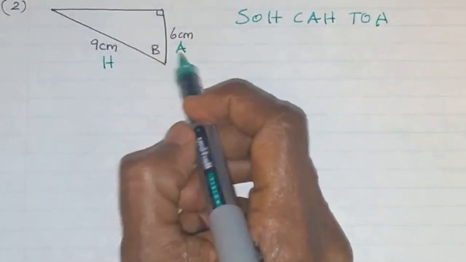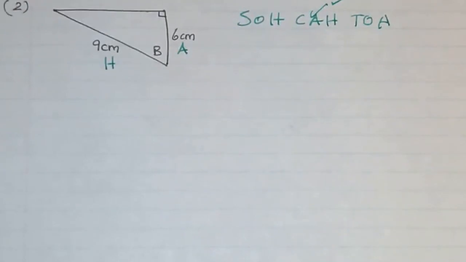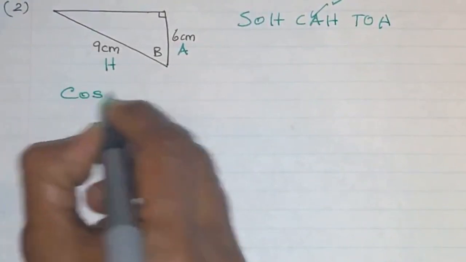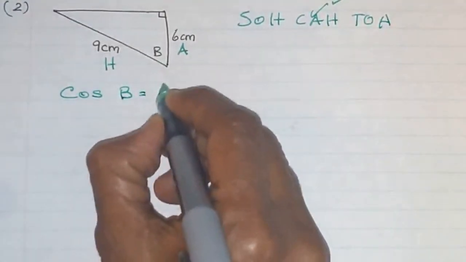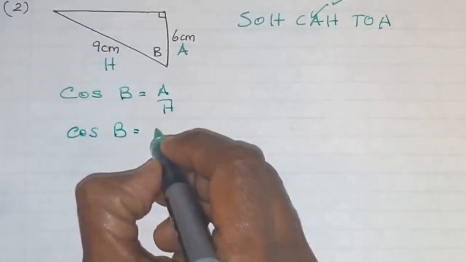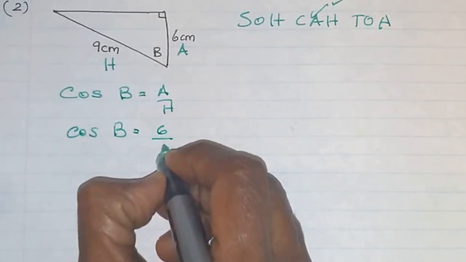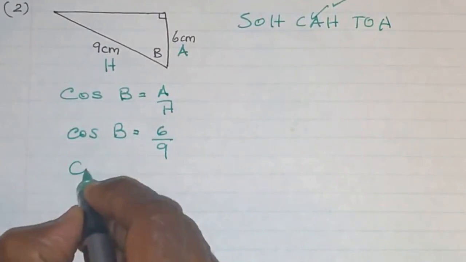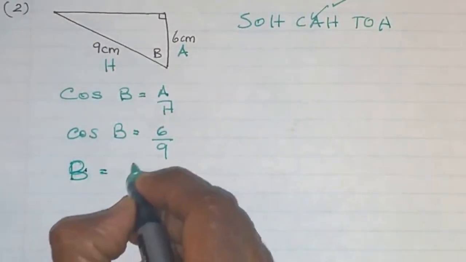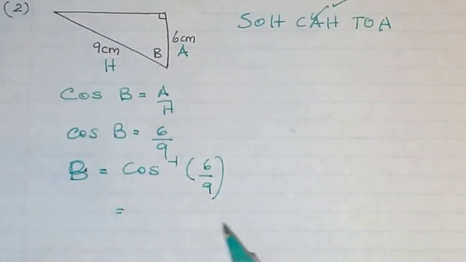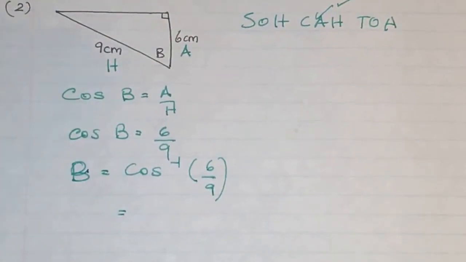The ones that are given to us are adjacent and hypotenuse, so we're going to have to use the cosine ratio again. So let's write cos B is equal to adjacent over hypotenuse. Cos B is what we have to find, angle B. Adjacent is 6 and hypotenuse is 9. So what I'm going to do is find B. So B is going to be cos inverse of 6 over 9, and we're going to round it to the nearest degree. That's going to be 48 degrees.